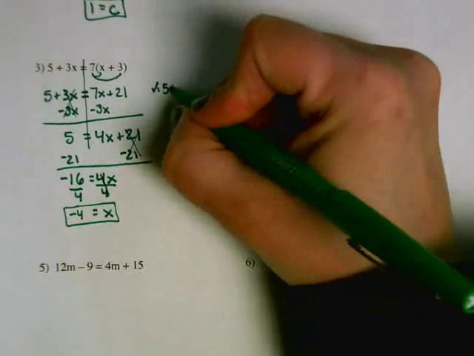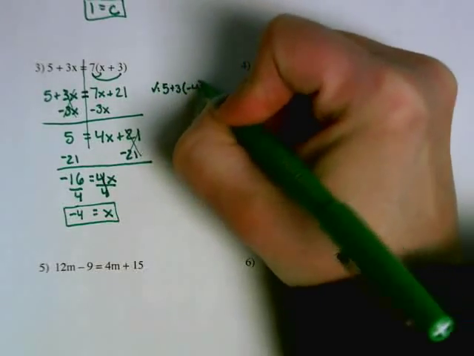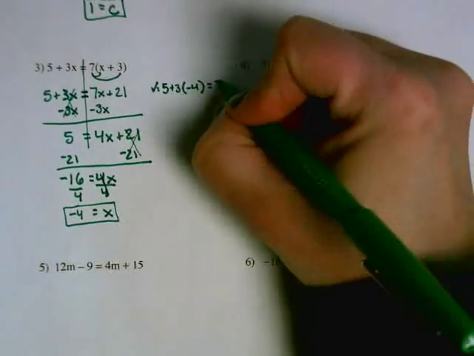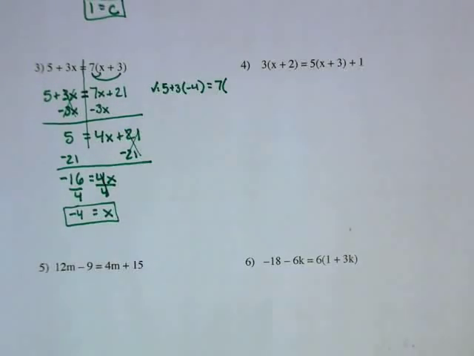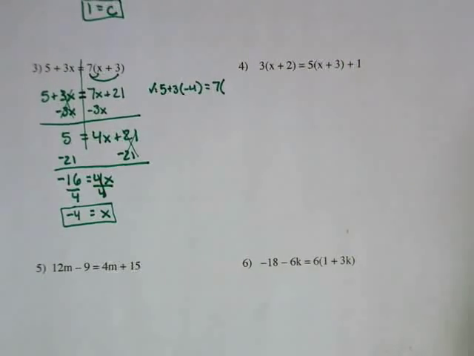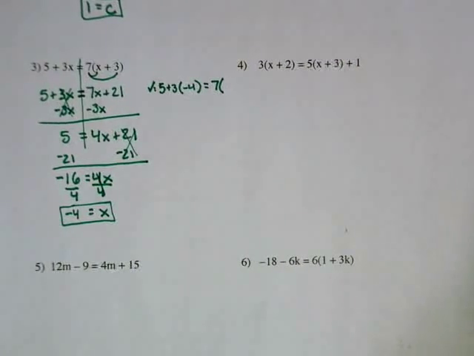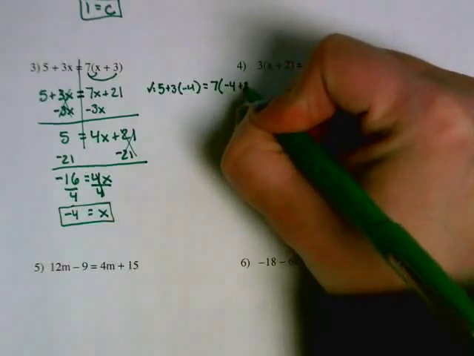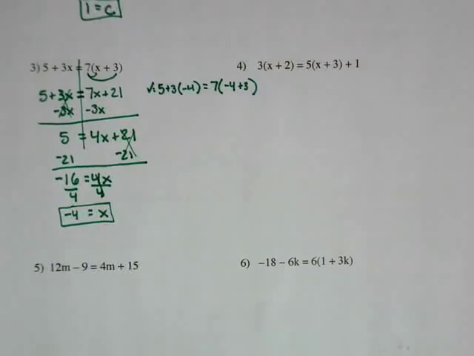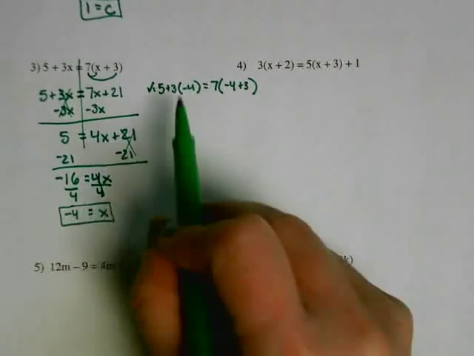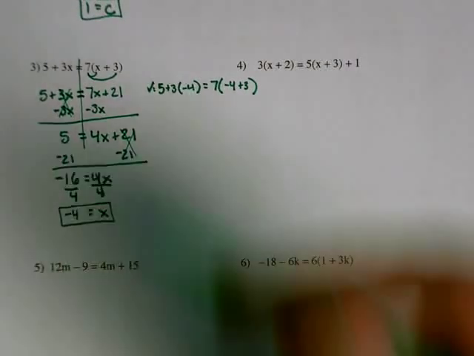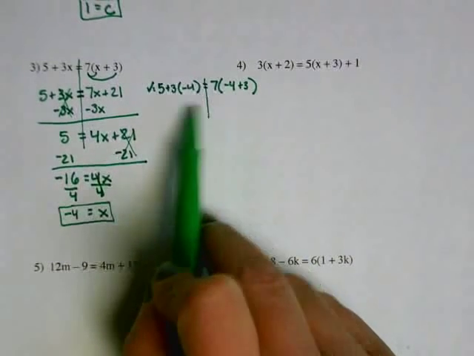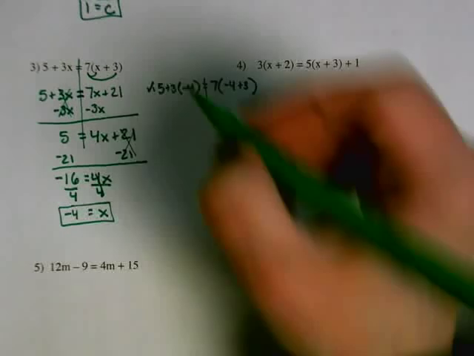So 5 plus 3 times -4 equals 7 parentheses, and I'm going to go into my workspace over here for number 4. So maybe I'll do number 4 on a separate sheet. That's okay. 7 parentheses -4 plus 3. All I did was plug in -4 for my x. And now, here's my equal sign, I'm just going to simplify each side and see if I get to the same number at the end. So let's work on each side.